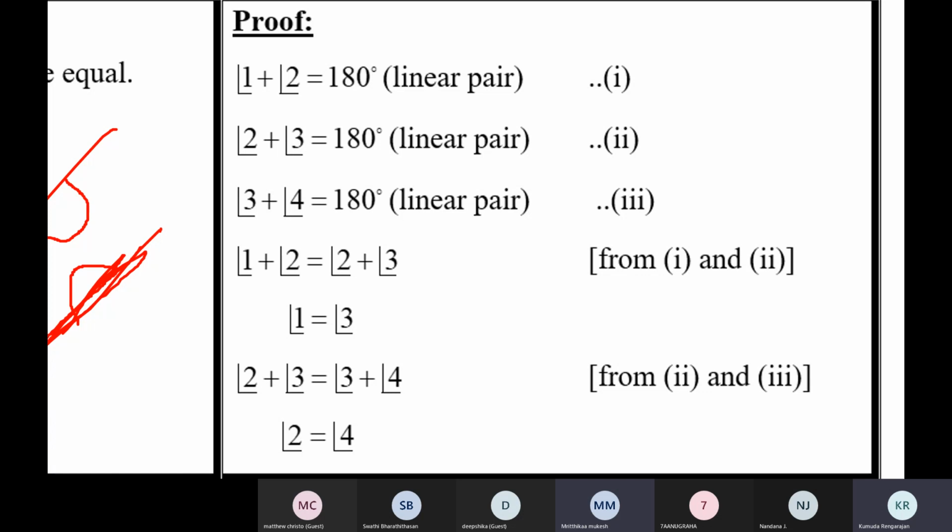Ma'am, angle 2 and angle 3 is equal to 180, ma'am. So angle 3 and angle 4 is also 180, ma'am. So angle 2 and 4 also 180, ma'am. No, not 180. Proceed after this. After this, how do I get this one? Ma'am, shall I tell, ma'am? No, 1 minute. She knows it.